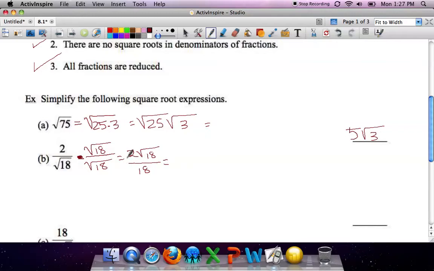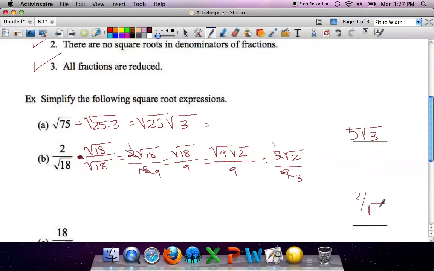Okay, let's see, can we do a little bit more work? Well, 2 goes into 18 once, so now we can take a 2 out of here and get 1, 2 out of here, we get 9. So now we have square root of 18 divided by 9. But the square root of 18 has a perfect square in it. The perfect square is 9. So the square root of 18 can be written as square root of 9 times the square root of 2, because 9 times 2 is 18. Square root of 9 is 3. And again, we can simplify a little bit more. So our final answer is 2 root 3.